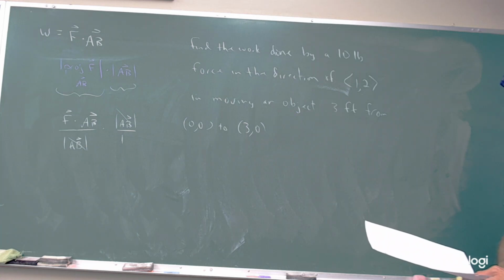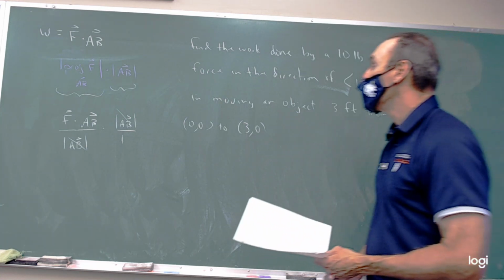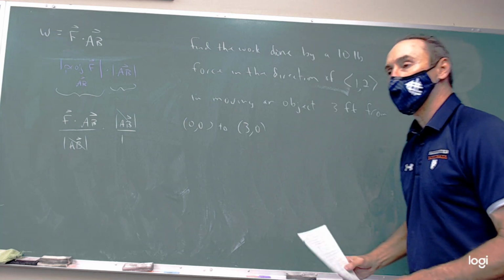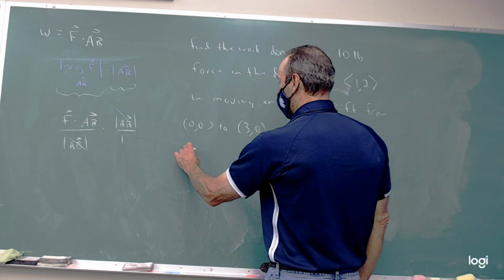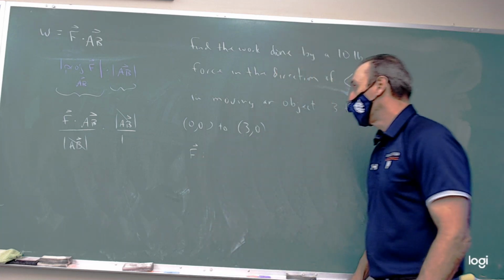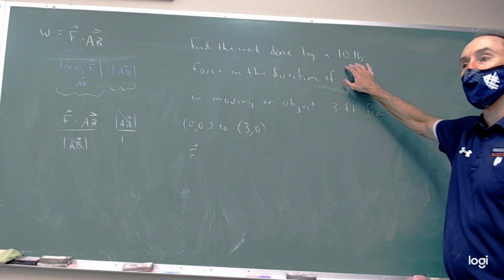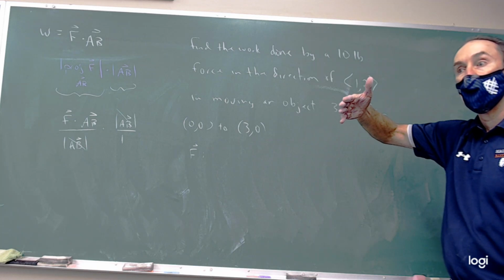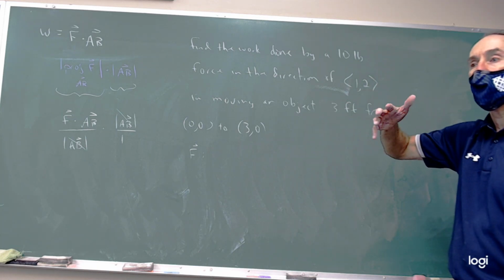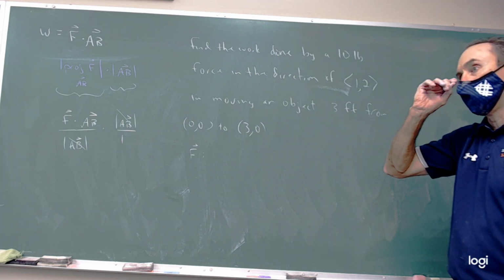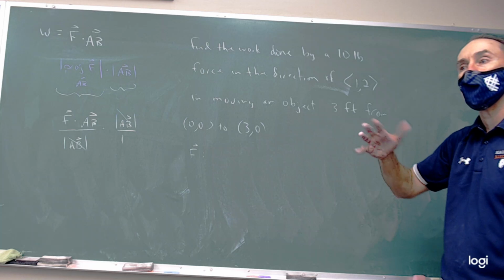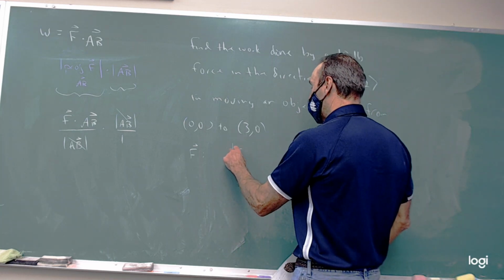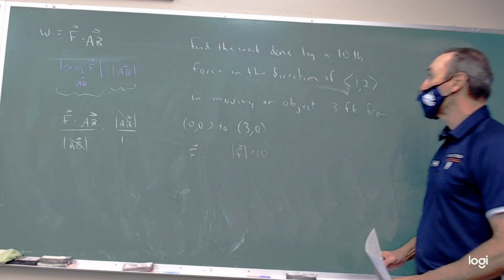It's all good in theory, so what do we need? We need a force vector and we need a displacement vector. Should we tackle the force vector? So our force vector is 10 pounds of force. What's that 10 represent? In vectors we talk about magnitude and direction. So that's the magnitude, how big the force is. So we know that the magnitude of that force is 10, and its direction is 1, 2.